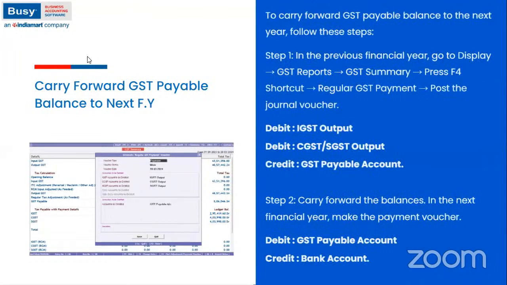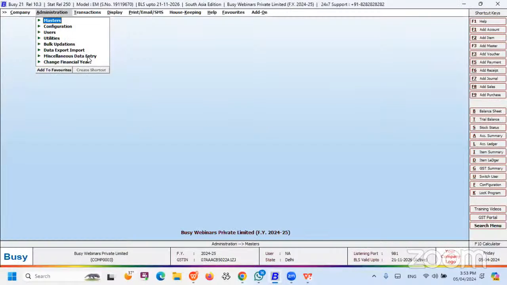Next, I will show you how to carry forward the GST payable balance to the next financial year. This is a very important point. Sometimes you are filing the GSTR-1 returns in April, uploading March month data in April. Then how to do that? You switch to the previous year first. Switch to previous year, and this is my 23-24 financial year.